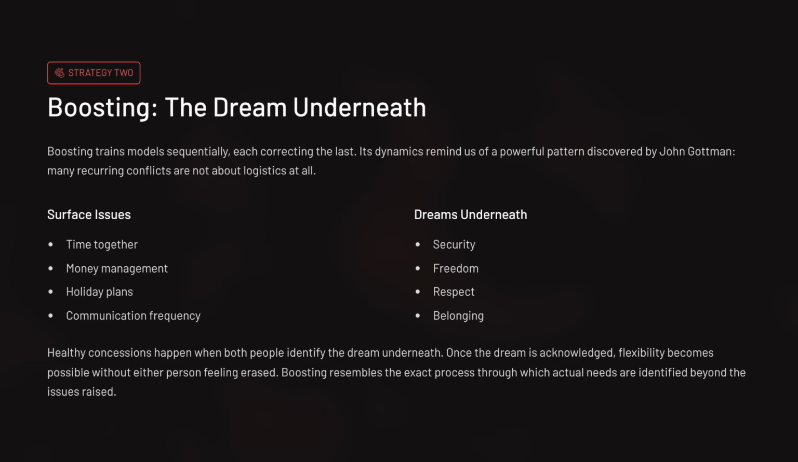Boosting resembles the exact process through which the actual needs are identified beyond the issues raised. Boosting works with the following parameters: the number of estimators or weak learners, a learning rate which shrinks each new model's contribution, the base estimator or the weak learner we used, the max depth, min sample split, or the model complexity control, the subsample or what we are focusing on, and the loss function to optimize.